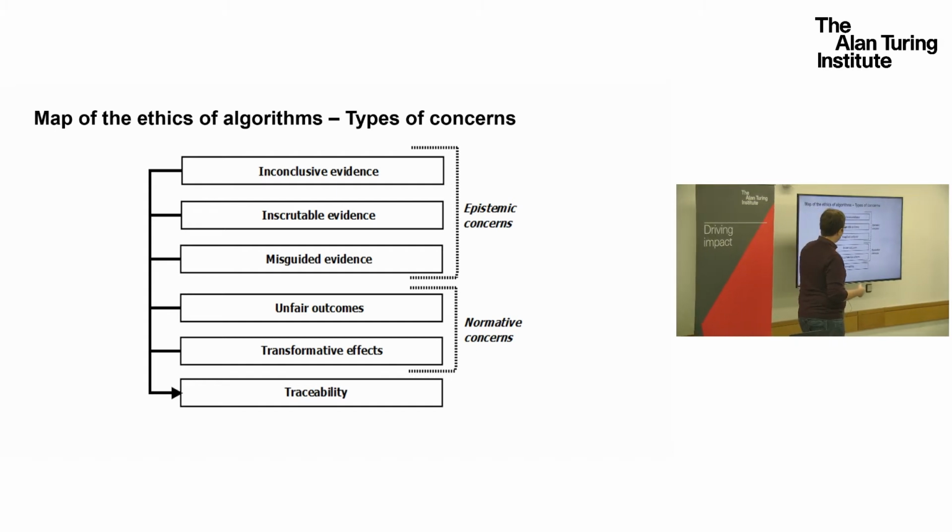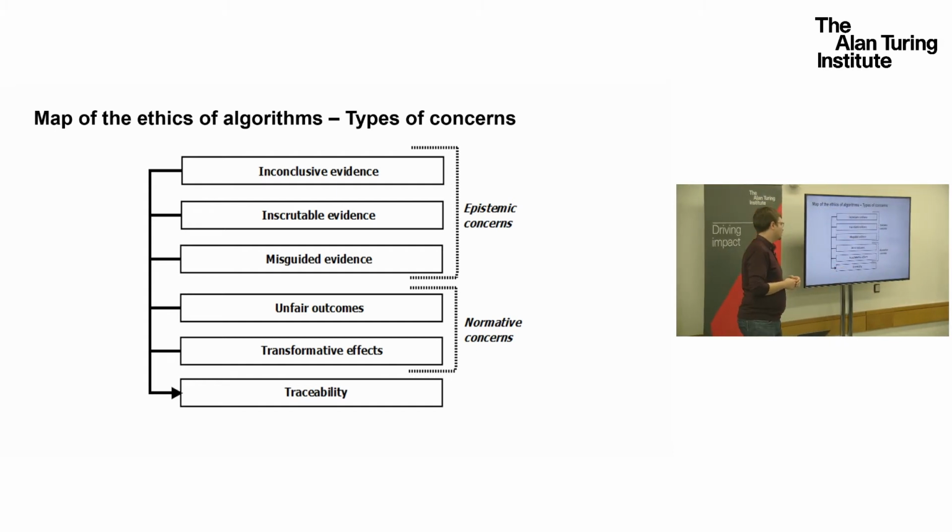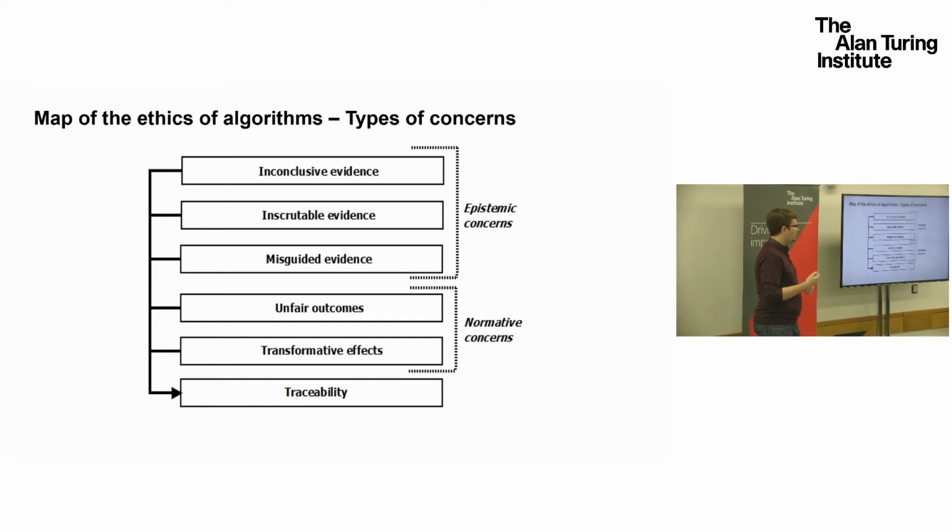And in all these cases, again, we can be concerned about the traceability. So is sufficient evidence, is an audit trail being produced by these systems that allows you to assign responsibility for their effects after the fact?